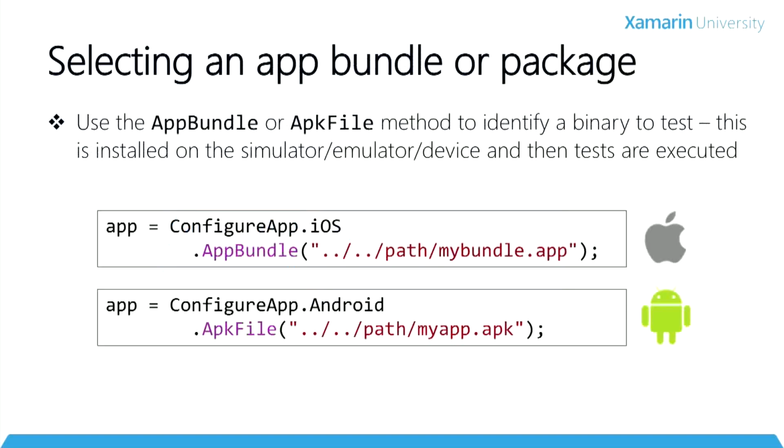So here's an example of configuring UITest to launch a specific binary in iOS and Android. On iOS, we use the app bundle method. This takes the path to an app bundle. On Android, we use the APK file method, which takes the path to the built APK file.